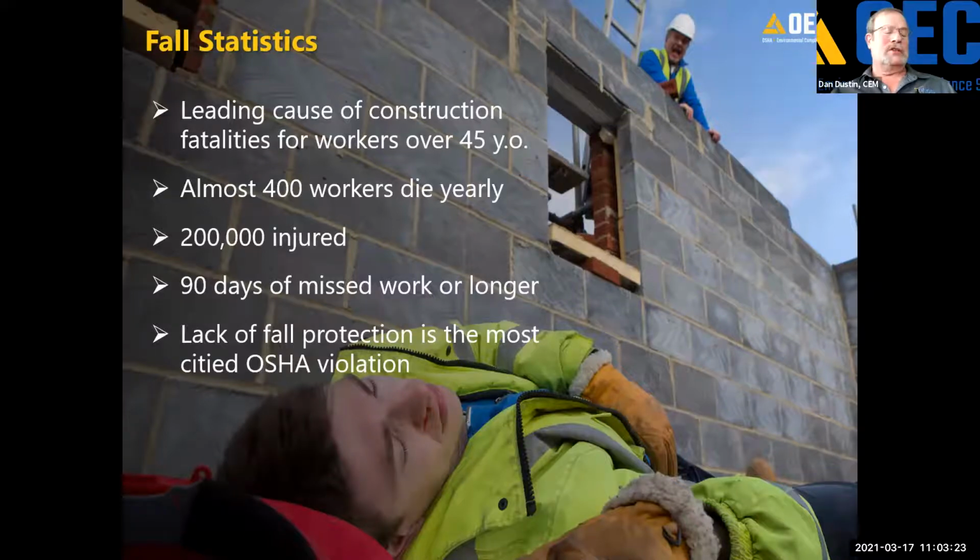Almost 400 workers die annually from falls, and more than 200,000 are injured. Part of the problem here is that a large number of these workers are out for 90 days or more. And they know from sad experience that typically when people are out of work that long, particularly on a work-related injury, they may not go back to their normal occupation. So lack of fall protection is the most often cited OSHA violation.